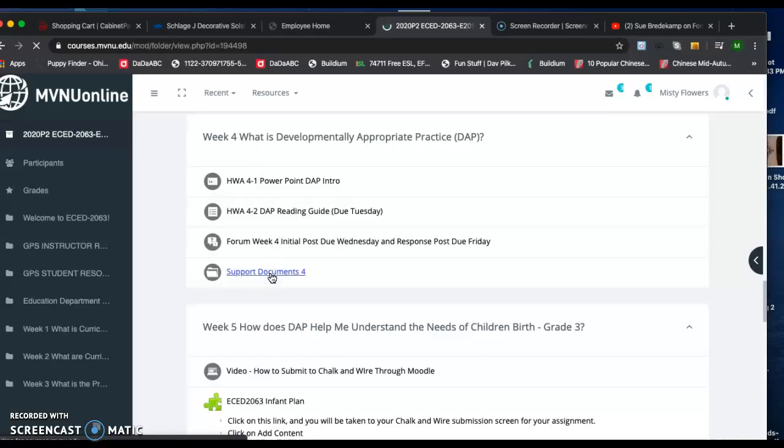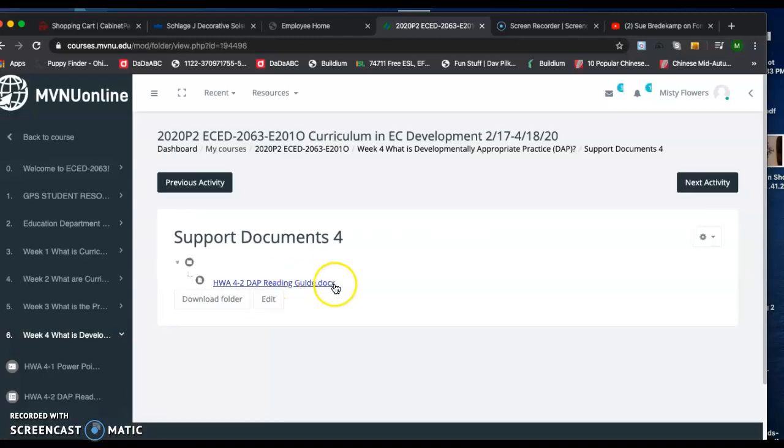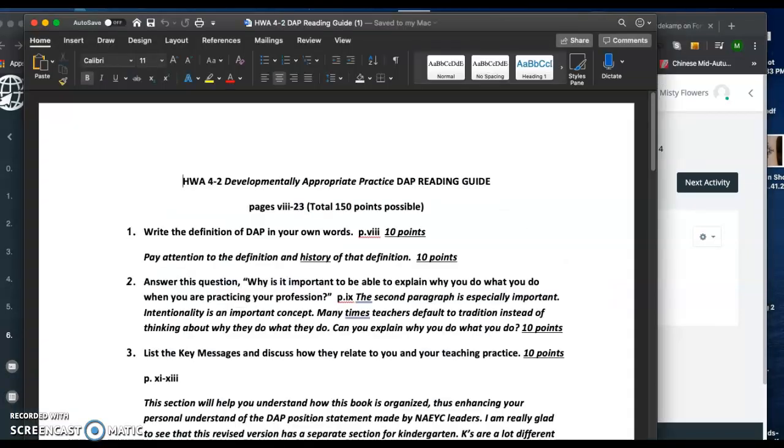The materials that you need can be found in the support documents folder, which is the reading guide, which I have already shown you. So if you have questions, please ask me.